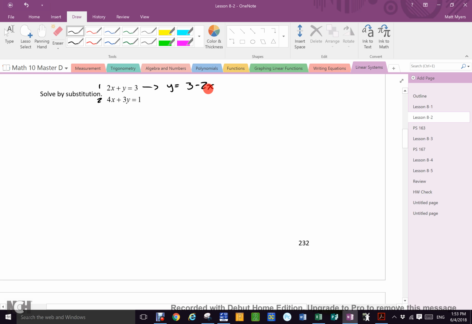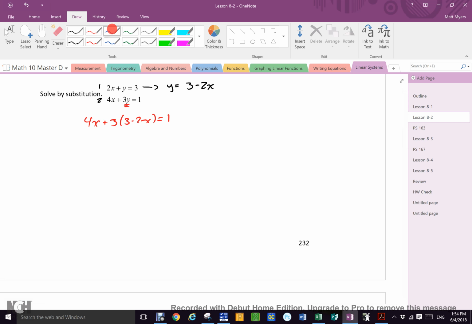Is everybody happy with that step? Can everybody do that step? Lovely. Next step. Take our new equation, which is what? y equals 3 minus 2x. Excellent. And substitute it into the other equation. Where? Behind the 3, because it is y equals that, and there is a y. 4x plus 3 times (3 minus 2x) equals 1.